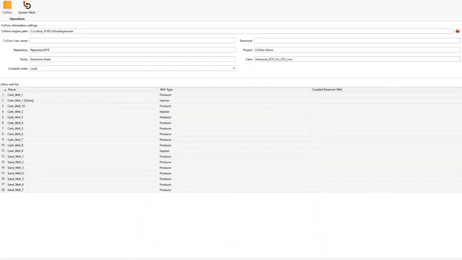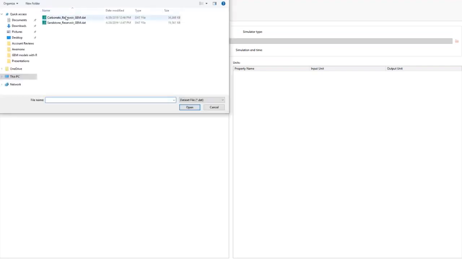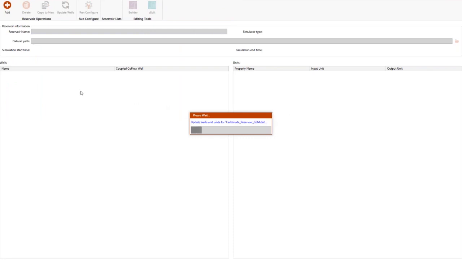Very easily, you can pick your surface network properties. We have already picked my surface network, and Coflow X has identified the wells automatically and identified which wells are injectors and which are producers. But they are not yet coupled to any reservoir wells because the reservoir models have not been added yet. So next thing we'll do is add some reservoir models. I'll add two reservoir models, the carbonate reservoir, which is in GEM, and the sandstone reservoir, which is also in GEM.